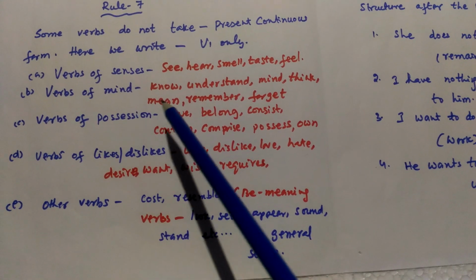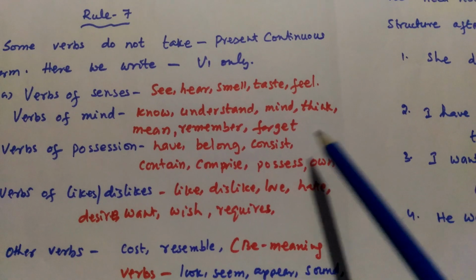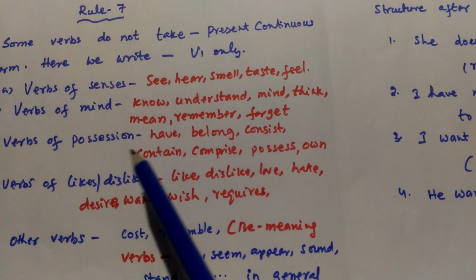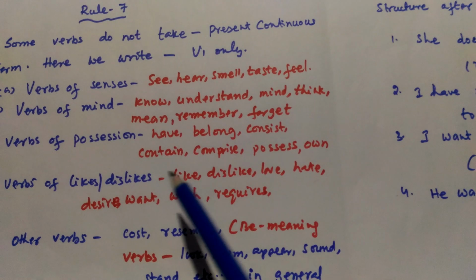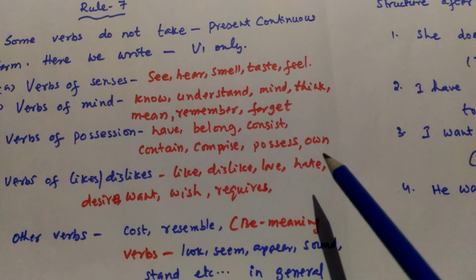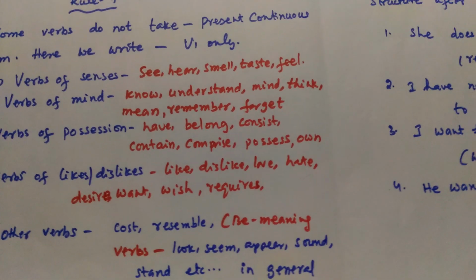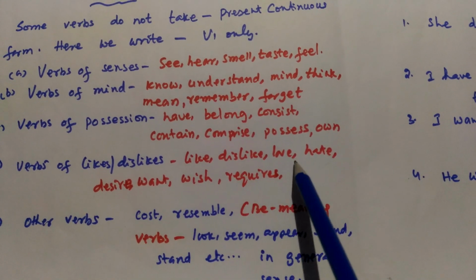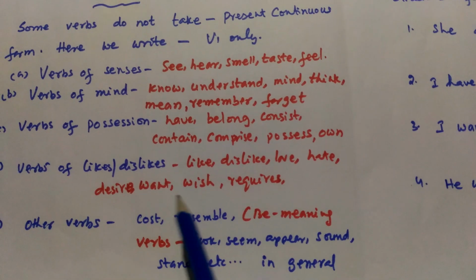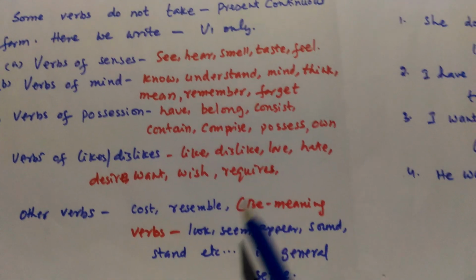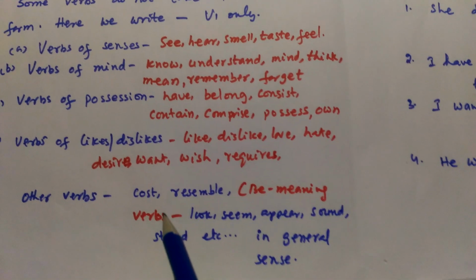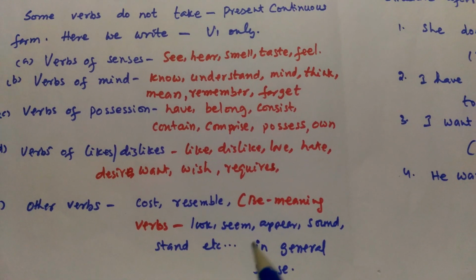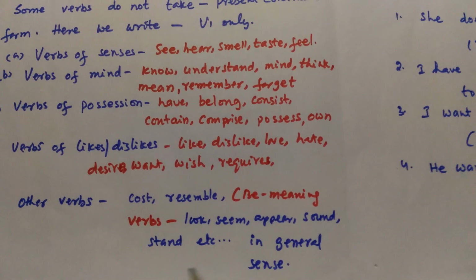Verbs of mind: know, understand, mind, think, mean, remember, forget. Verbs of possession: have, belong, consist, contain, comprise, possess, own. And verbs of likes and dislikes, that means like, dislike, love, hate, desire, want, wish, require. And other verbs like cost, resemble, and the be form meaning verbs like look, seem, appear, sound, stand, etc.